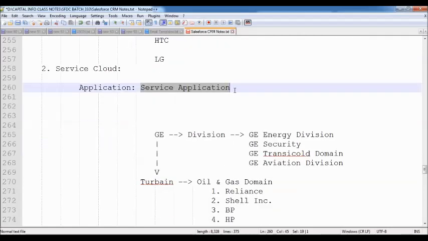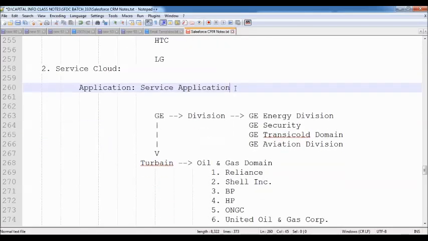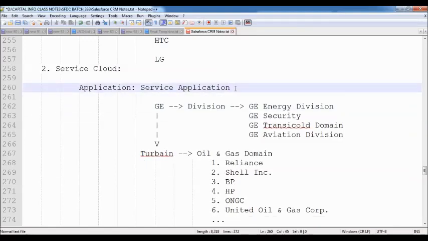Now, let me explain some more scenarios so that you can understand more. For example, assume that today I have recharged my mobile with a 100 rupees recharge card.